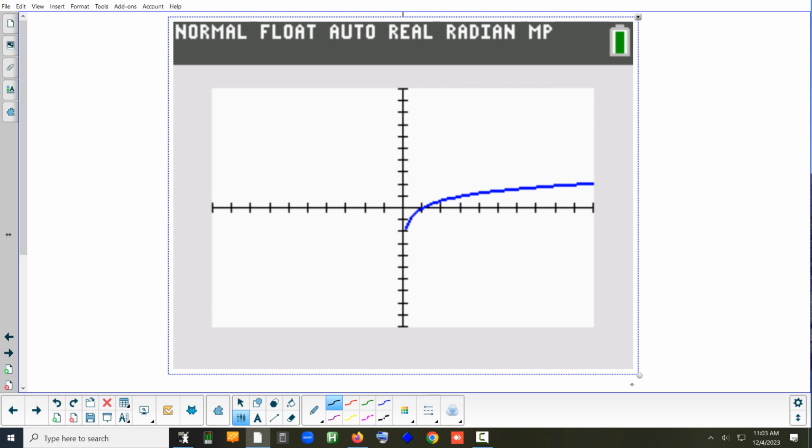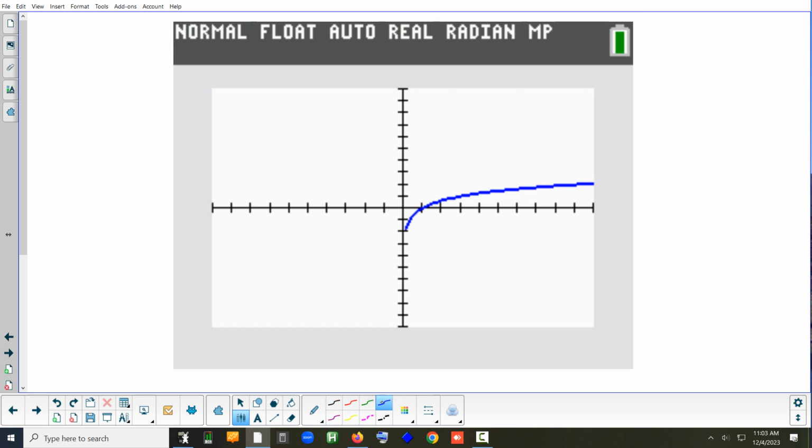No, that's not what it's supposed to look like. What's supposed to happen here that the calculator is not showing? Yeah? This is supposed to continuously go down. Right, we're supposed to have a vertical asymptote because there's no transformation shifting it left or right. We're supposed to have a vertical asymptote at the y-axis.